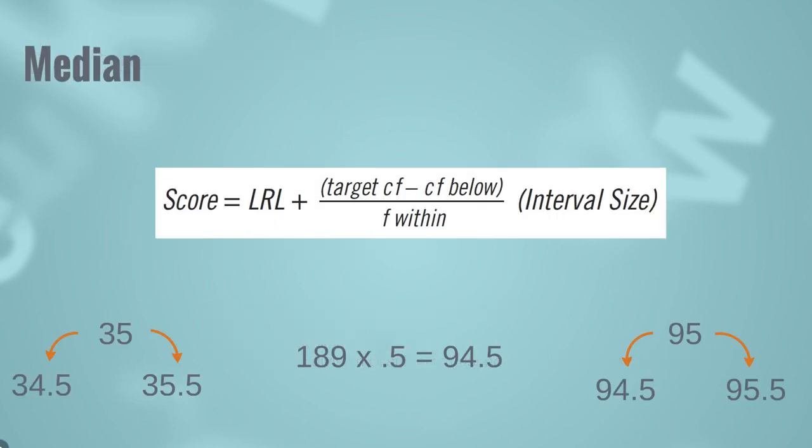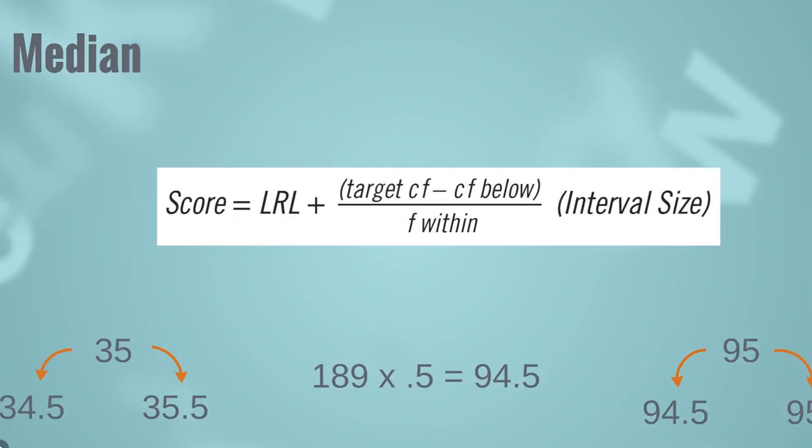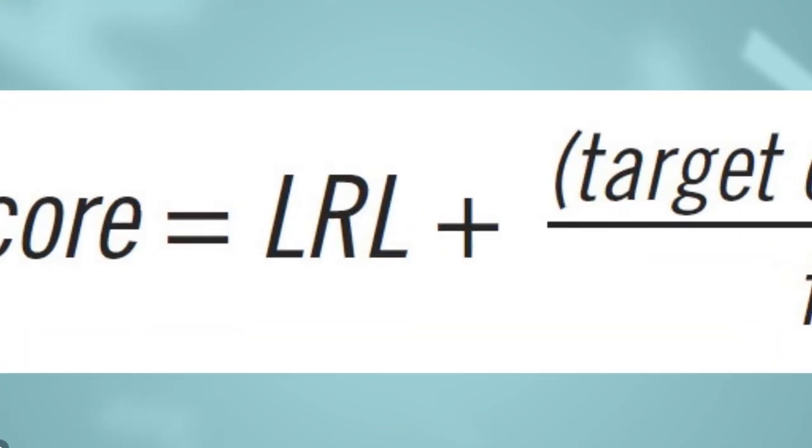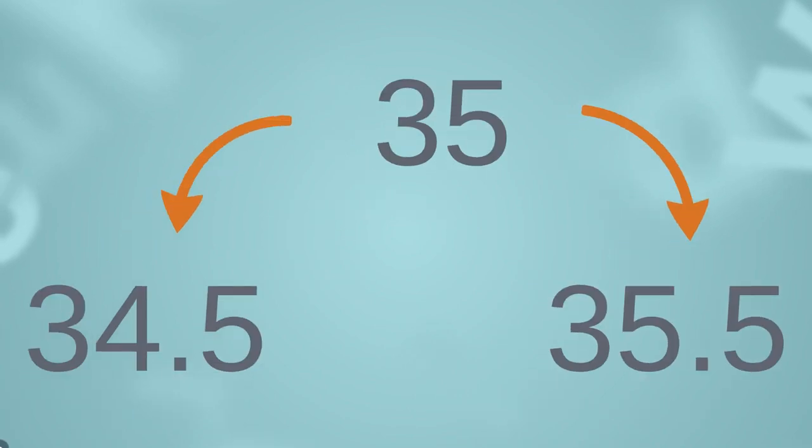Here you see the formula for computing the median. LRL stands for the lower real limit. Remember, all interval or ratio numbers have a lower limit, half below and half on the upper. So 35, for example, extends from its lower limit of 34.5 to its upper limit of 35.5.